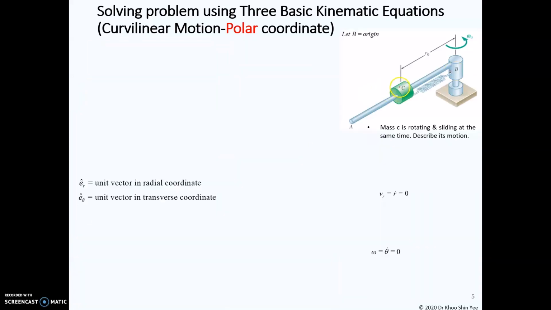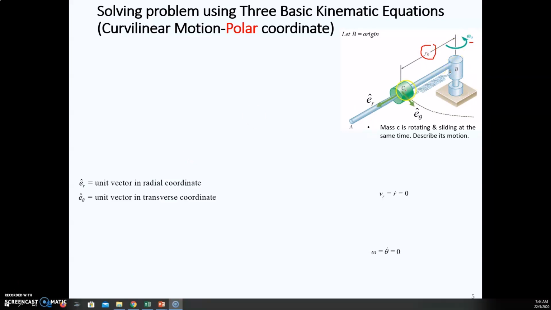In this case, we have a mass C which can rotate as well as slide at the same time. The mass C is allowed to slide in the arm AB. A spring is connected to the mass C to constrain its motion. The distance between C and B is given as R, and then the arm AB is rotated with angular velocity omega. The mass C is experiencing curvilinear motion, therefore we can use the polar coordinate.